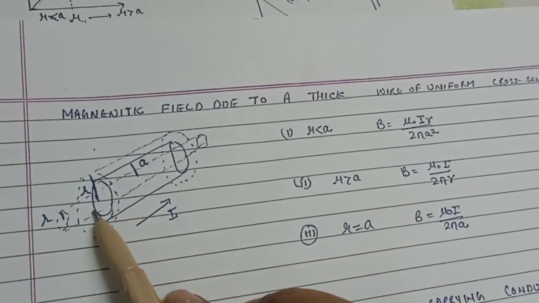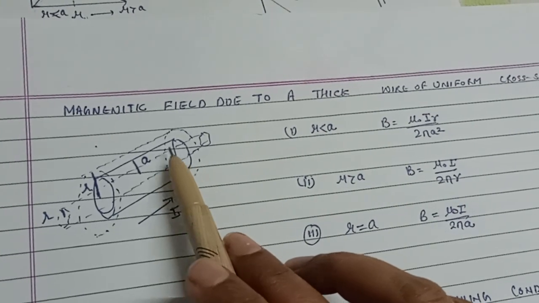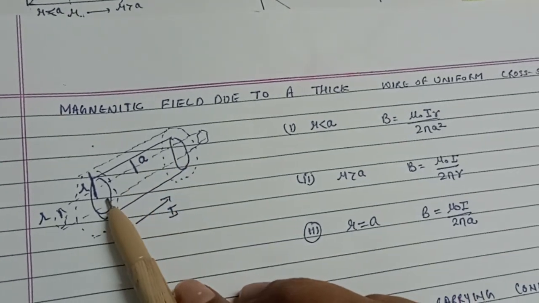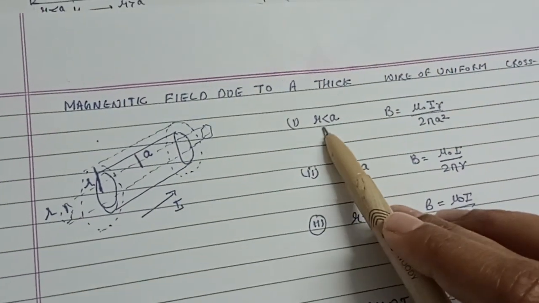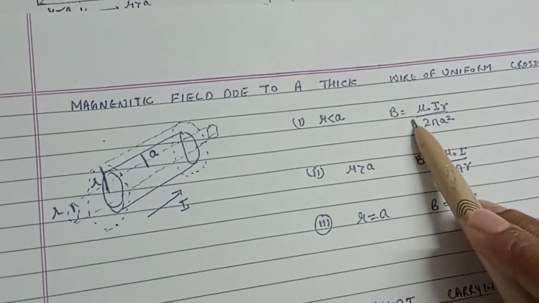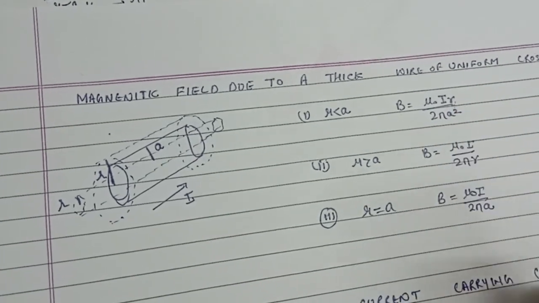We have a wire and the current is uniformly distributed along this wire. Here we take three regions: inside the wire, outside the wire and on the surface. For r less than a, the magnetic field varies according to this. It means B is directly proportional to r.